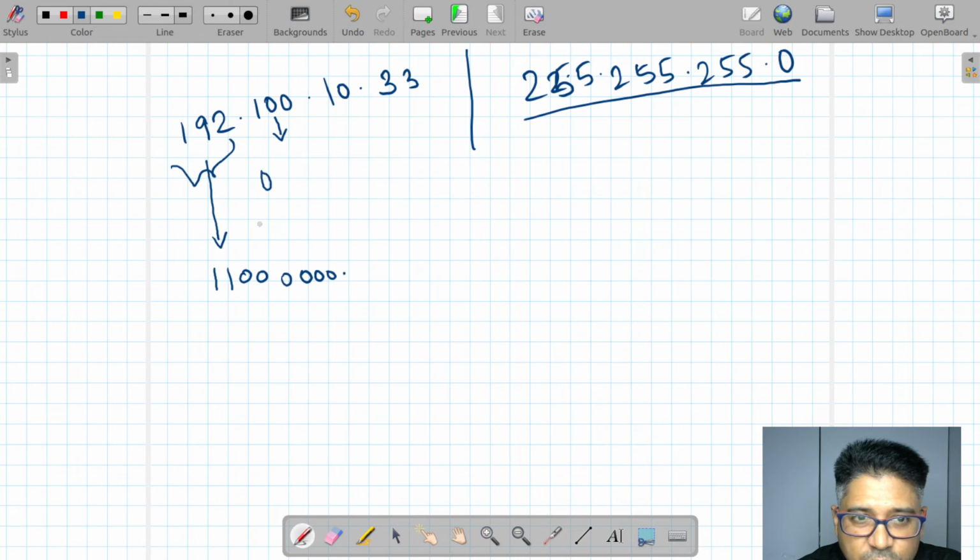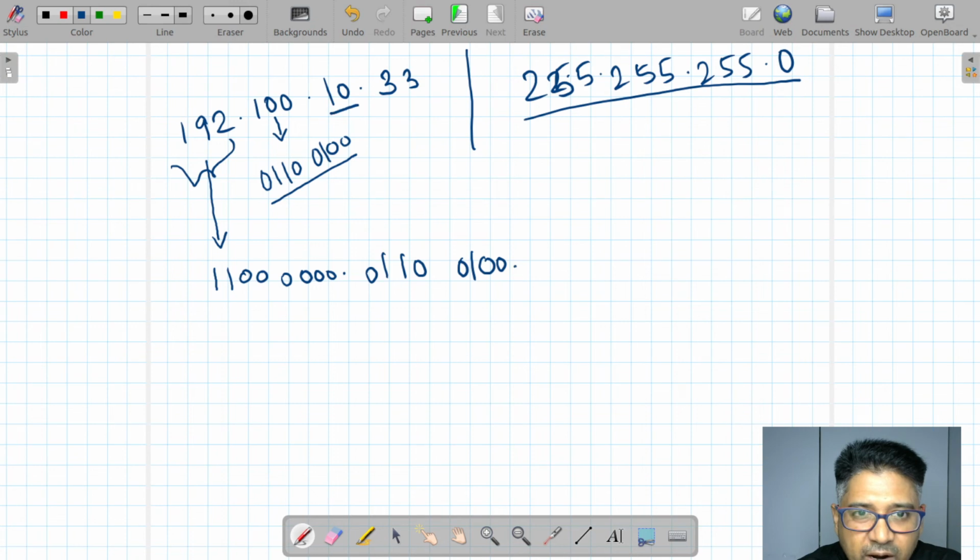First will be 0. Okay. Then 64. 64 plus 32 will be what? 96. Right? 96. And then how much do we need? 4. Right? 0 1 1 0 0 1 0 0. Excellent. This is my 100. This is the second octet.